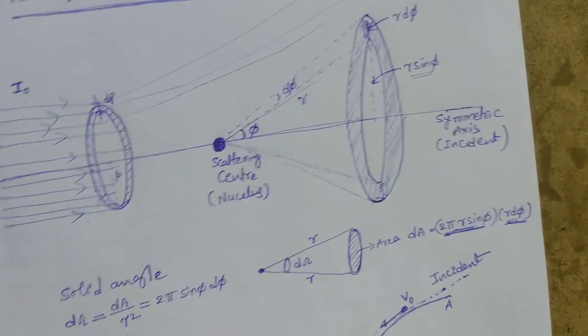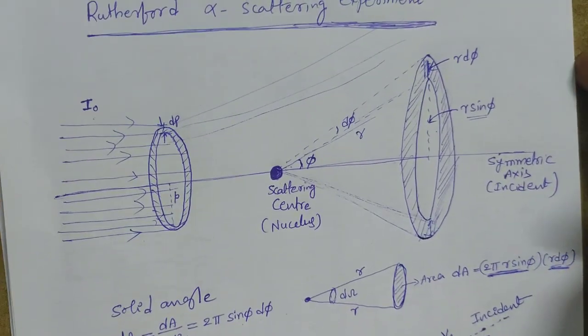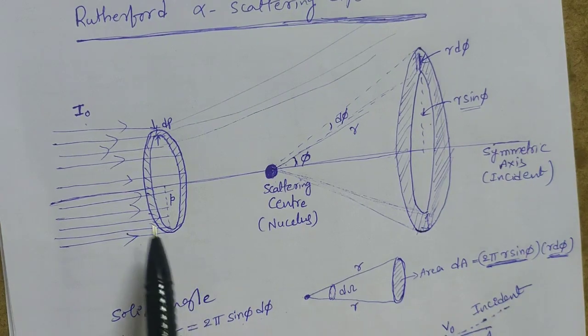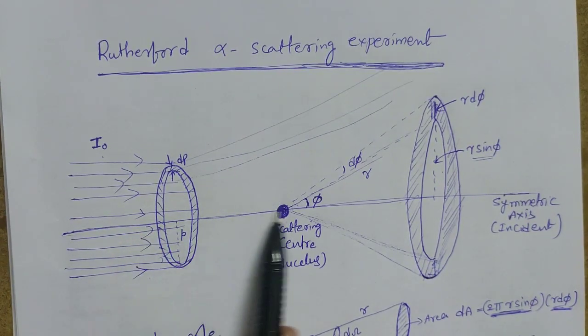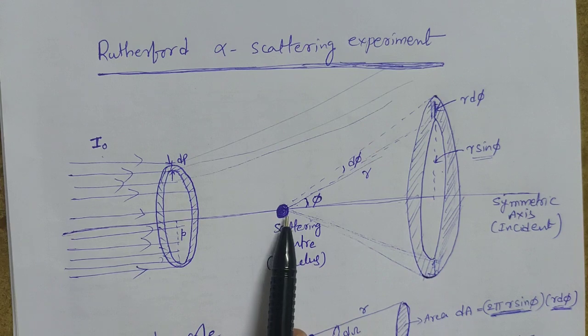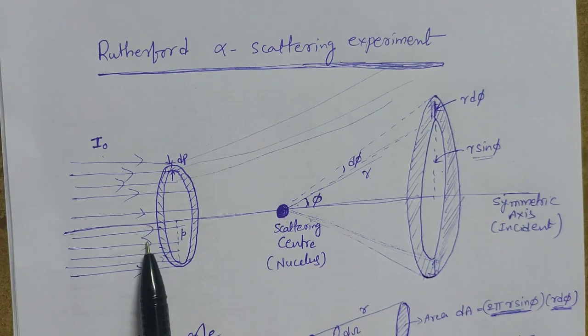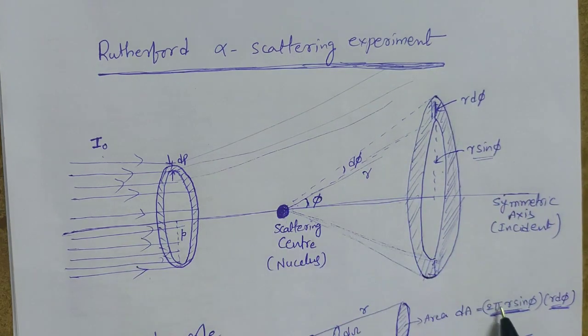These are the alpha particles which are incident here. They are scattered from this nucleus because the nucleus will oppose the charged particles. It is also positive and this is also positive, so it is a repulsive force, and that too a central force. So they will be scattered in this direction.